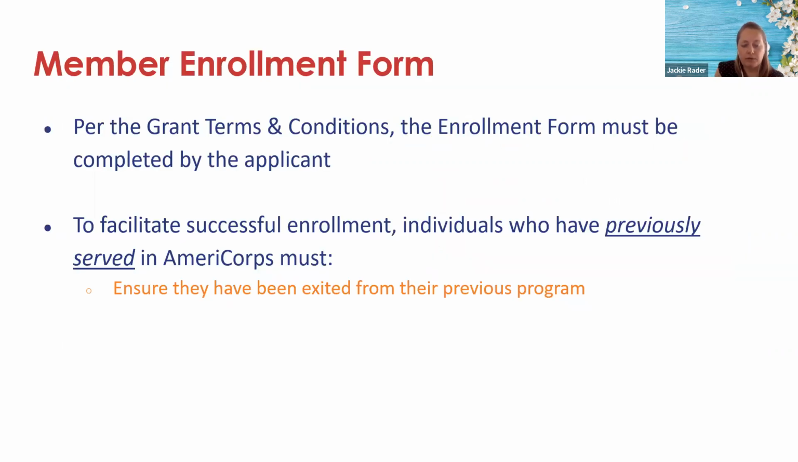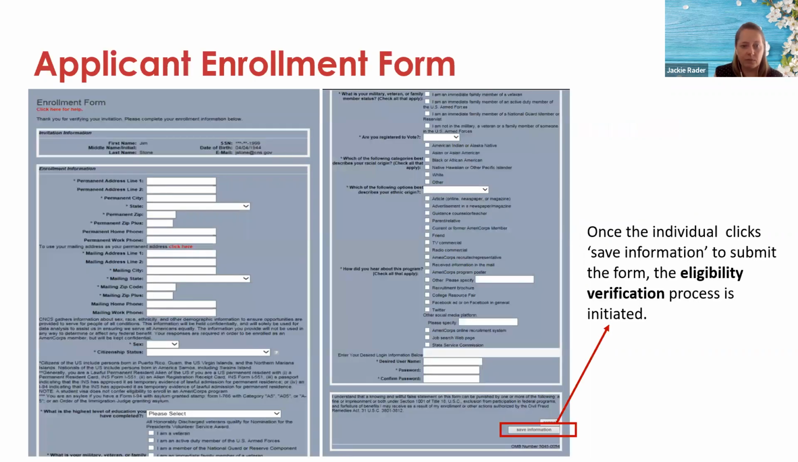So in the member enrollment form, per the grant terms and conditions, the enrollment form has to be completed by the applicant, and individuals who have previously served must be exited from their program in order for you to enroll them. So two things to keep in mind. Here's what the enrollment form looks like.